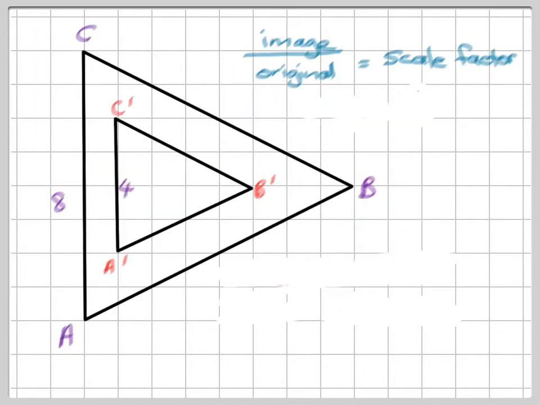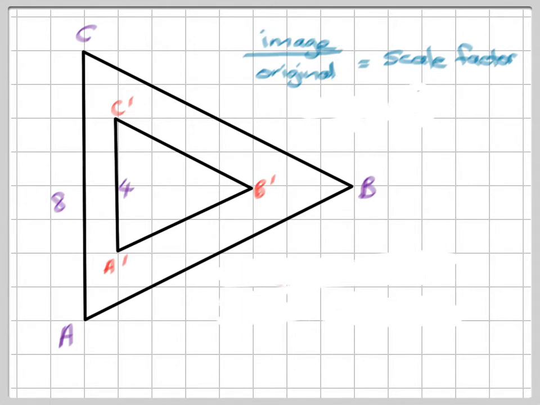Right, now let's look at them. We have triangle ABC and we have image ABC. So we're going to use our little formula now to see, is it a reduction or is it an enlargement? We can see with our eyes what's happened, but we need to prove it mathematically. So our formula is image over original is equal to our scale factor. Now remember, if it's greater than 1, it's an enlargement. If it's less than 1, it is actually a reduction.